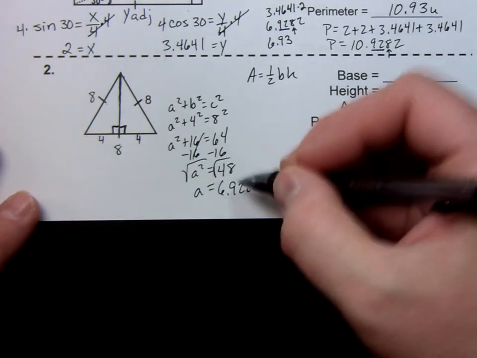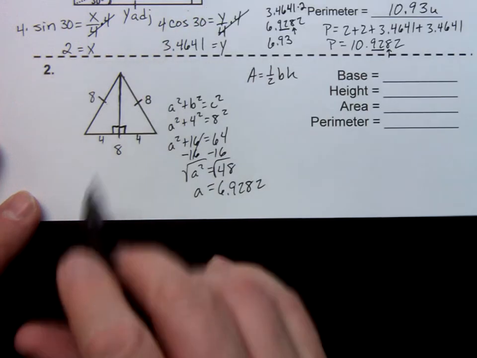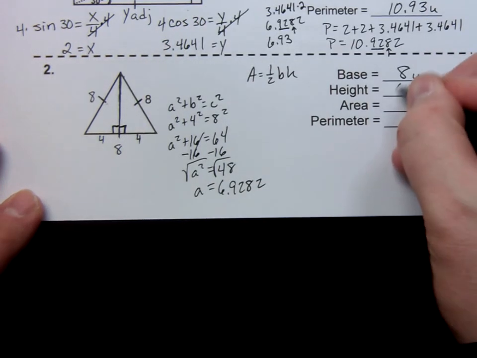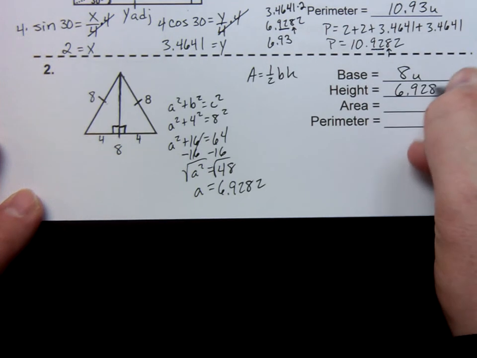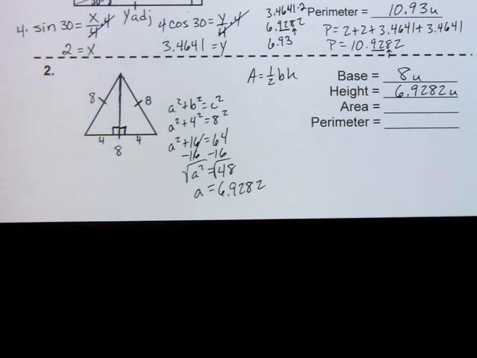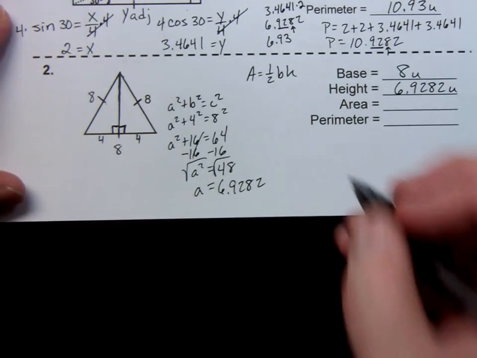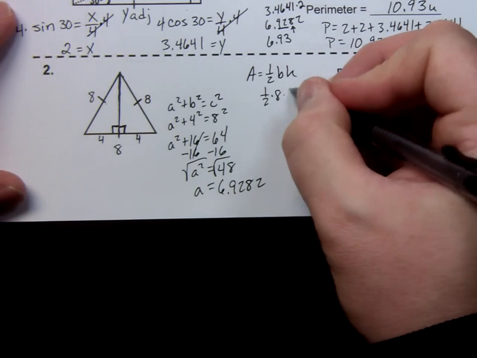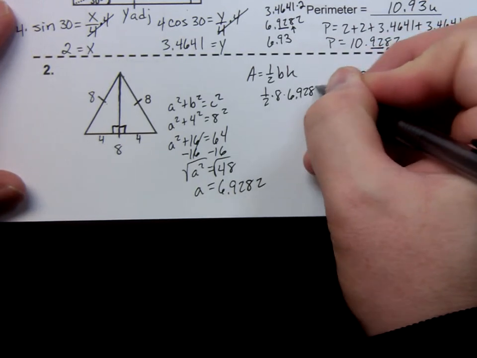So what we just found is the height. So we already knew the base was 8. We just found out what the height is. So now we want to get the area and perimeter. We got the base and height, so we're ready to get the area. So base was 8. Height is 6.9282 approximately.